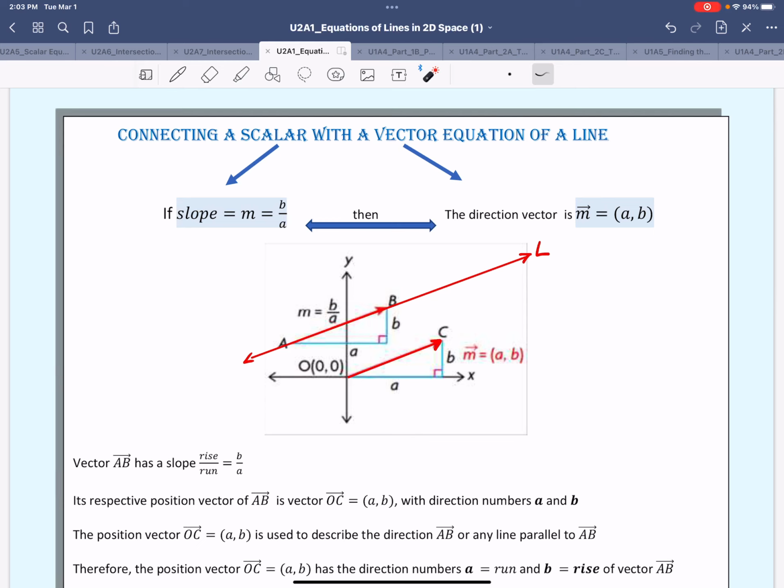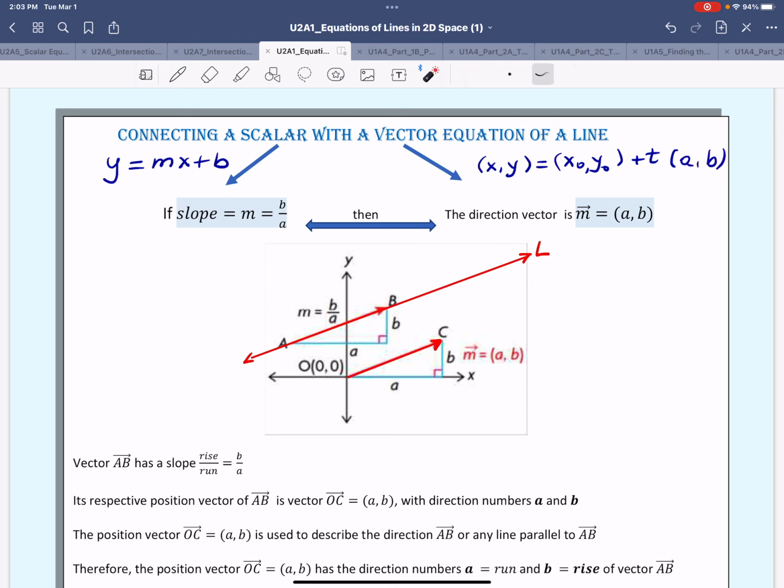Here we are going to discuss the connection between a scalar and a vector equation of a line. We're going to take as an example the scalar equation of the form y = mx + b, and we'll compare it with a vector equation of the same line, which should be in the form (x, y) = (x0, y0) + t(a, b), where t is a multiplier and (a, b) are the coordinates of the direction vector.